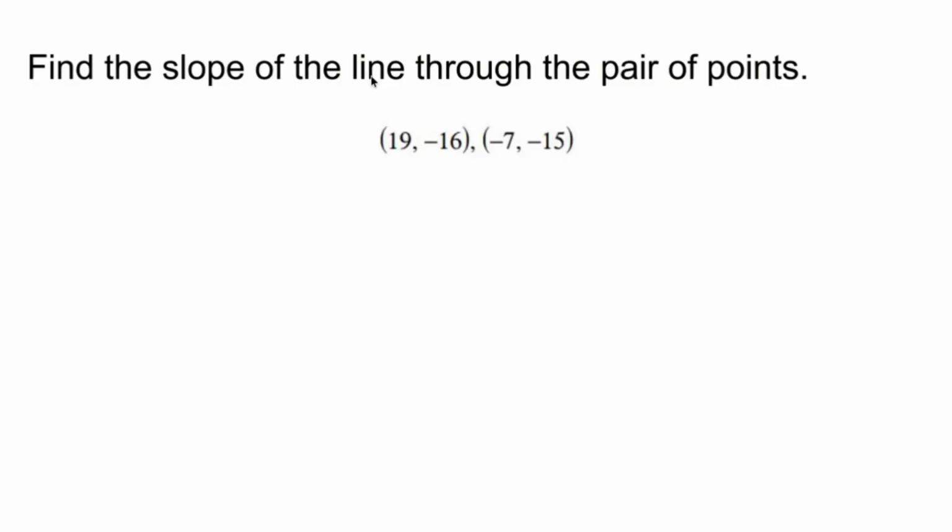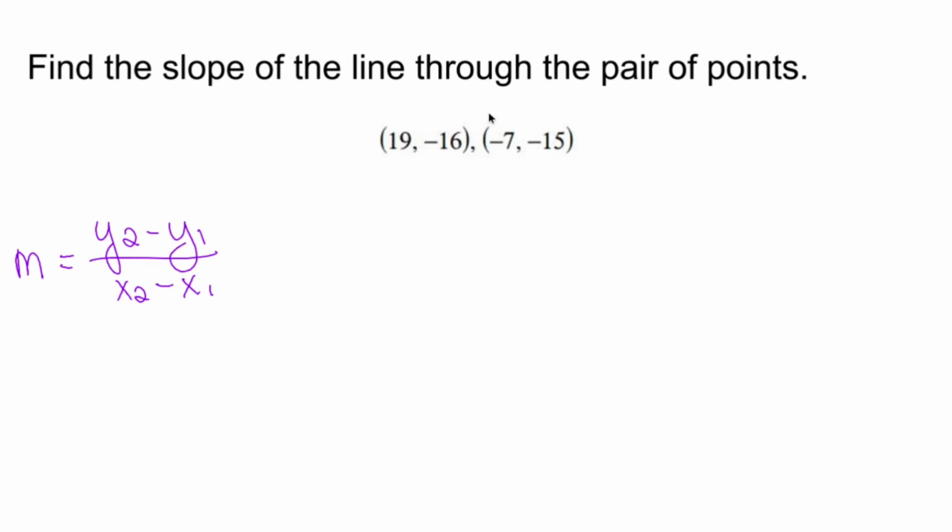Find the slope of the line through the pair of points. Whenever I have to find the slope of a line, I'm going to use what's called the slope formula, and that's m equals y sub 2 minus y sub 1 over x sub 2 minus x sub 1. Now, what are these x's and y's with those little numbers attached to them?